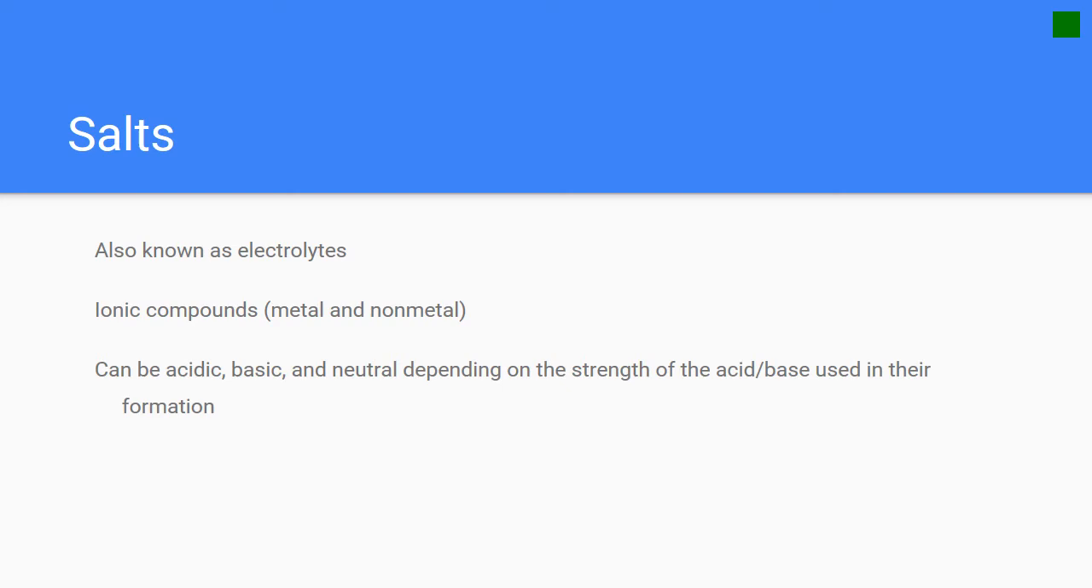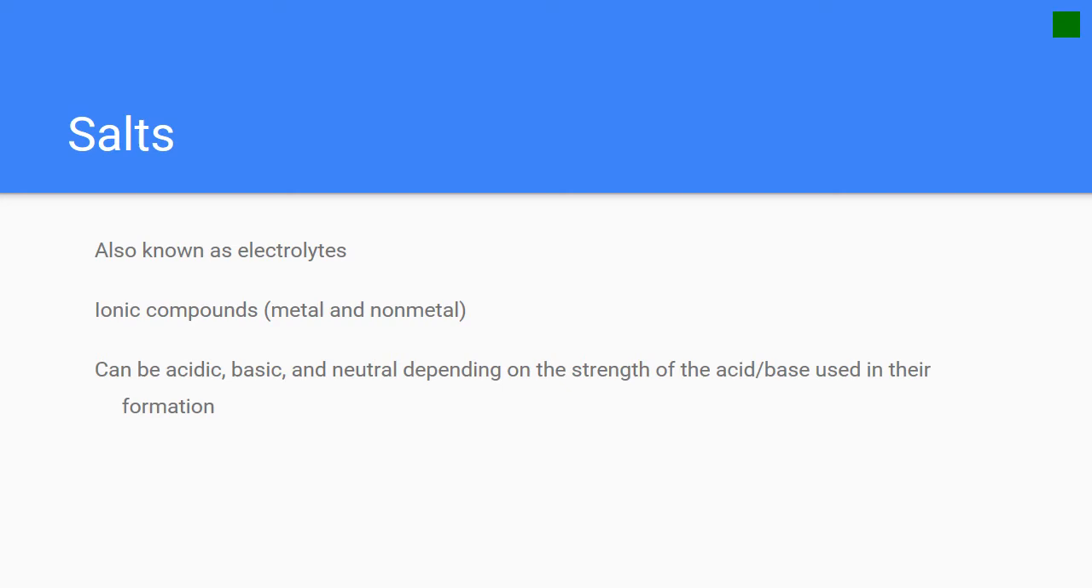Salts are known as electrolytes, and generally we seem to think of salt as table salt, or the salt that we use in cooking, but salts are just any ionic compound. So as you may remember, that's a metal and a nonmetal. Even salts can be acidic, basic, or neutral depending on the strength of the acid or the base used in the formation. As in, if you had a neutralization reaction with a strong acid, the salt produced would most likely be acidic, and vice versa.